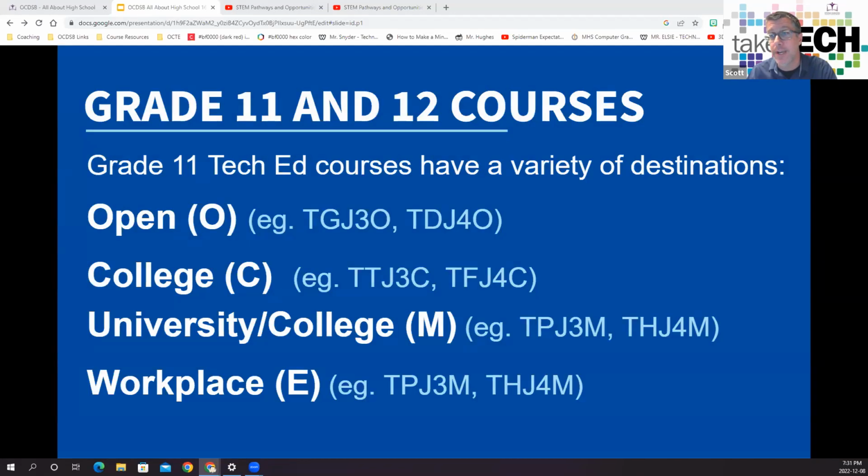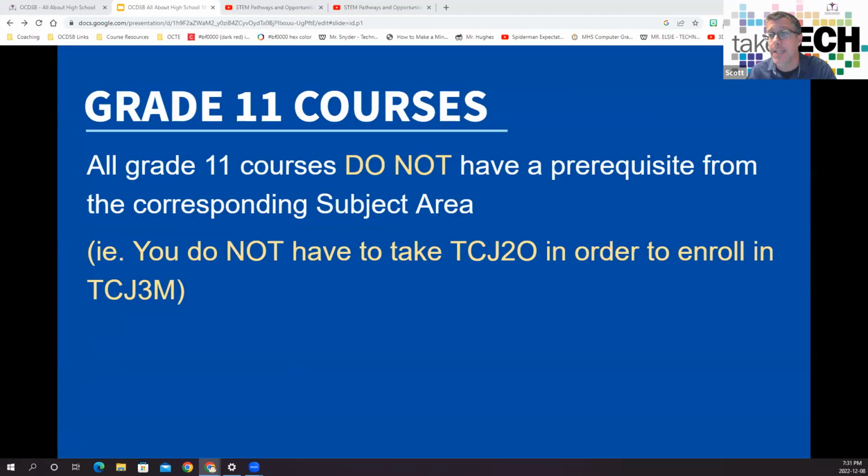After that, we get into grade 11 and 12, where it gets a little bit more diverse. We have open again, so anybody can join it. We have college level for students that are going the college stream. We have university and college, so even if they're going the university stream or college stream, this is a great course that covers both. And then we have workplace, which is E. So those characters let you know which stream it's in.